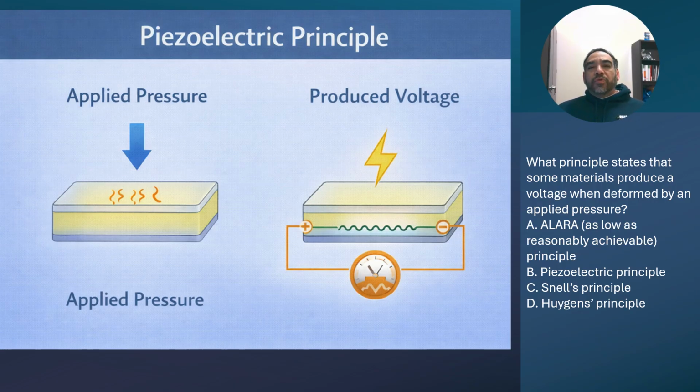The next one was Snell's principle. So again, this describes refraction. It describes how a wave bends when entering a medium at an angle, and then it changes speed. So it governs angle changes, not voltage production. And the other one was Huygens principle. This explains how wavefronts propagate and spread. So it helps explain diffraction and wave behavior, but again, nothing about generating voltage.